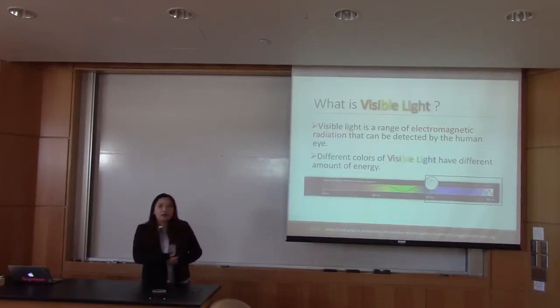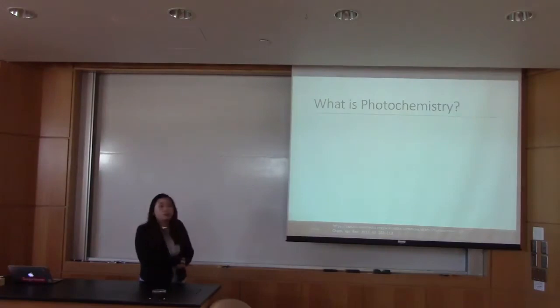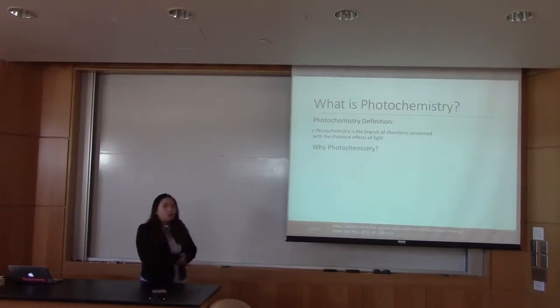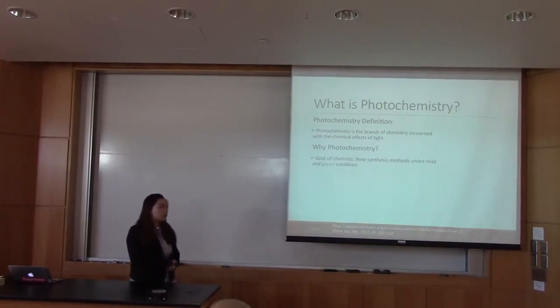When light meets chemistry, we call it photochemistry. And what is photochemistry? Photochemistry is the branch of chemistry concerned with the chemical effects of light. Why is photochemistry very popular nowadays? Because scientists want to find new synthesis methods under mild and green conditions.